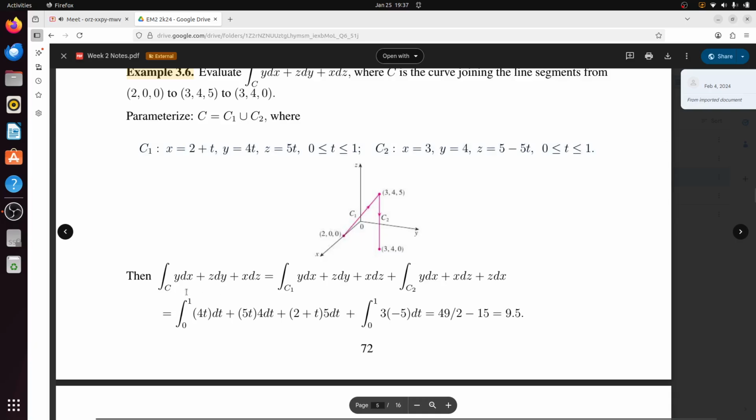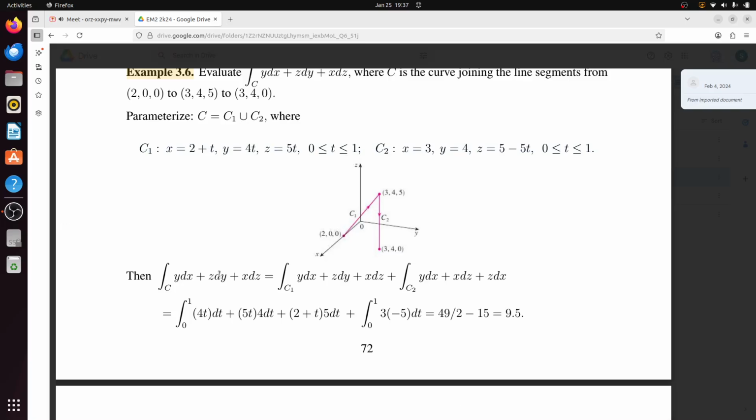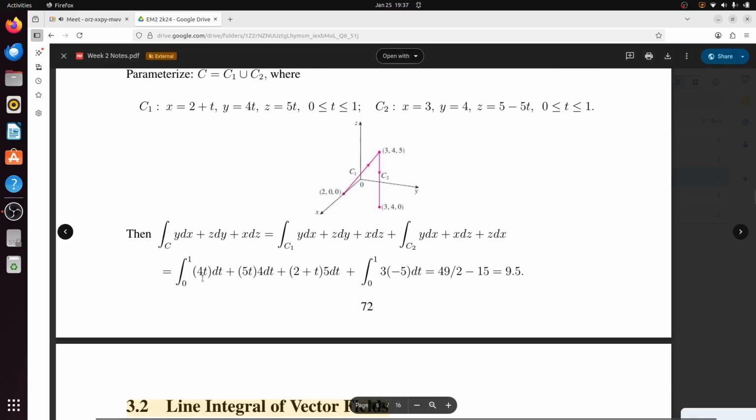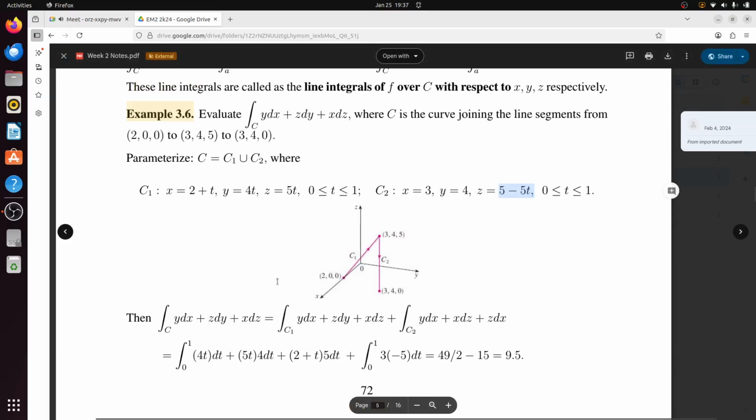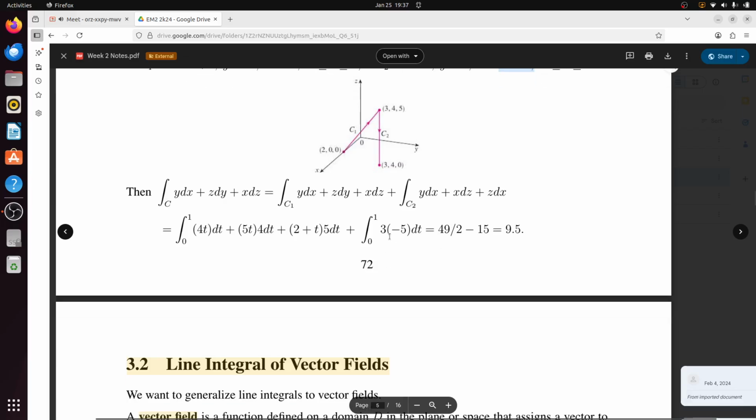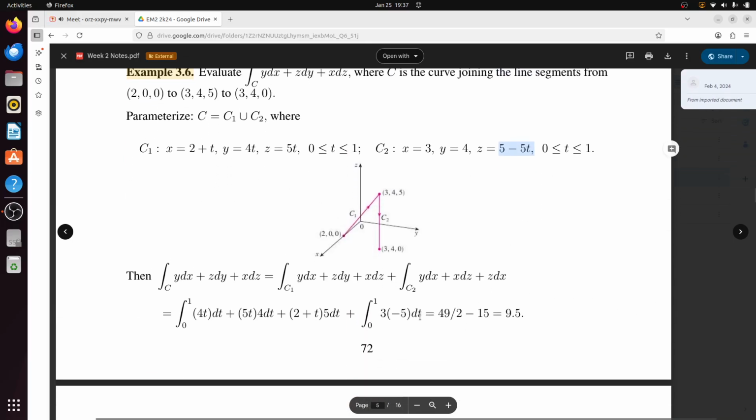And then you need to integrate it just as I have discussed, that you need to break it as y dx/dt into dt plus z dy/dt into dt plus x dz/dt into dt. Then you need just 4 dt plus 5t into 0 dt plus (2 plus t) 5 dt from 0 to 1, and then 3 minus 5t, because your overall 3 and 4 are constant, so you will only have a term from here, that means this x into dz/dt. Your x is equal to 3 and from your dz/dt you get minus 5 dt, so the final answer will give you 49 by 2 minus 15, that means 9.5.